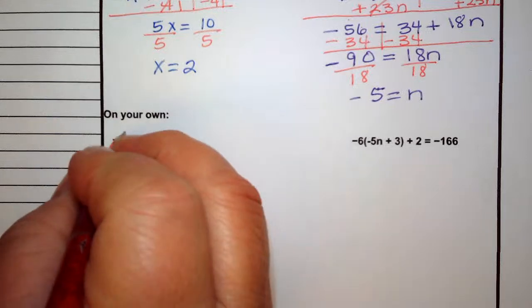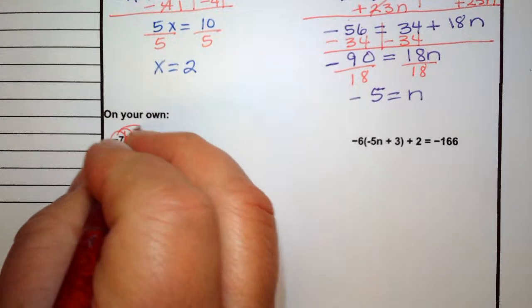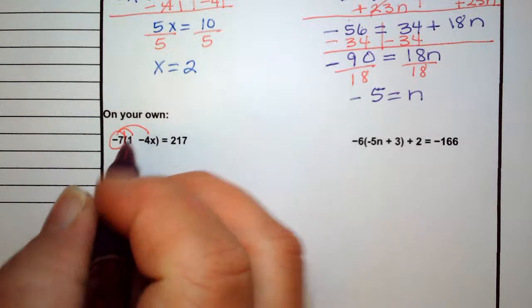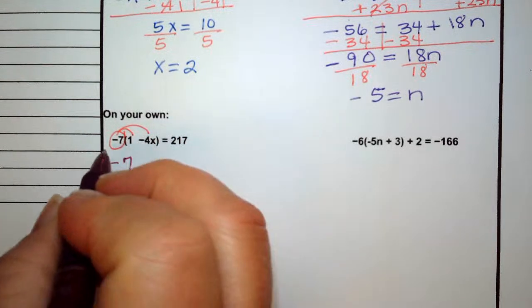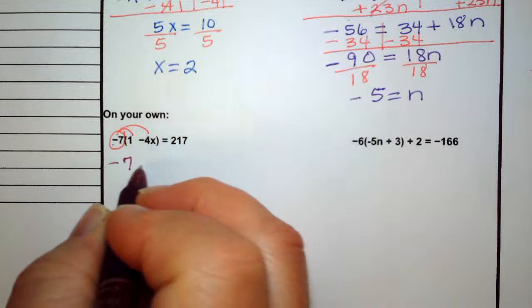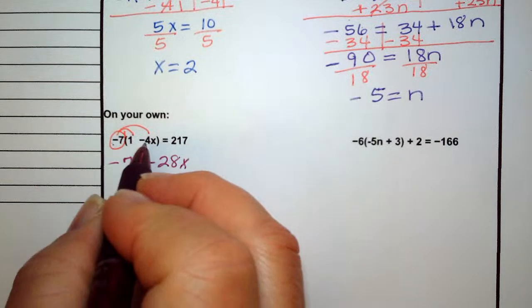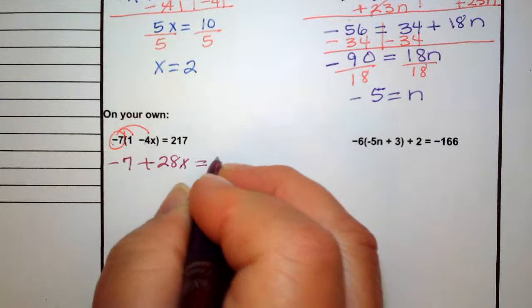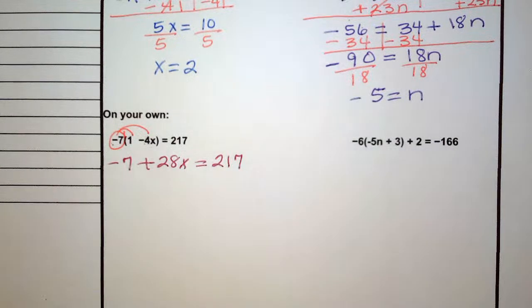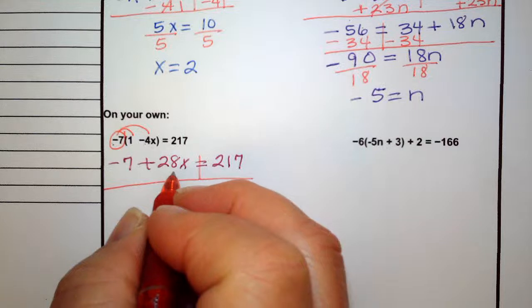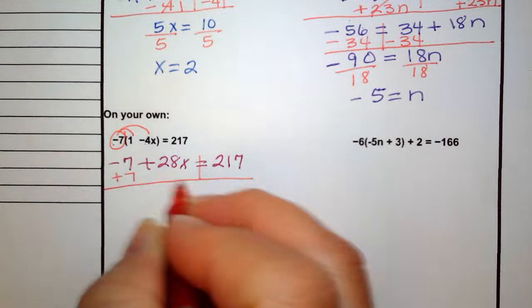Well, I do hope you tried. So I'm going to multiply by negative 7. Hopefully you're just checking your answers. Negative 7 times 1 is negative 7. Negative 7 times negative 4x is positive 28x. Negative times negative is a positive. And this is equal to 217. It is now a two-step equation. I need to get the 28x by itself, so I will add 7 to both sides.